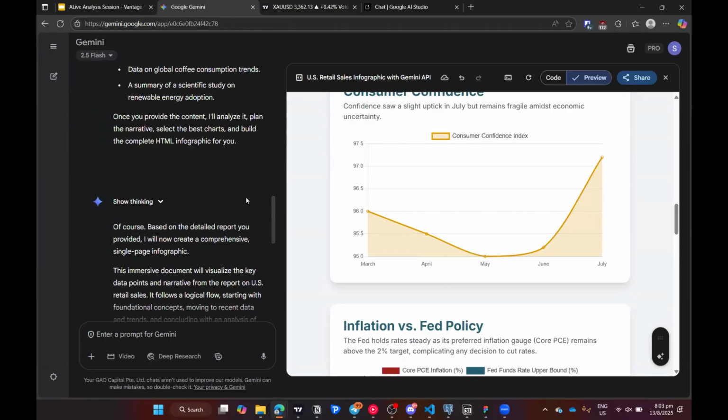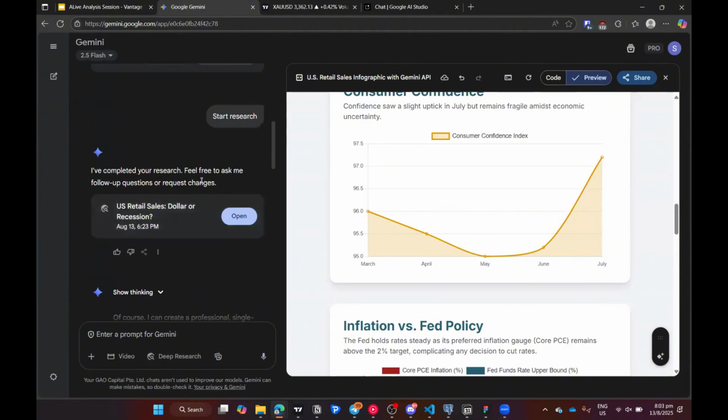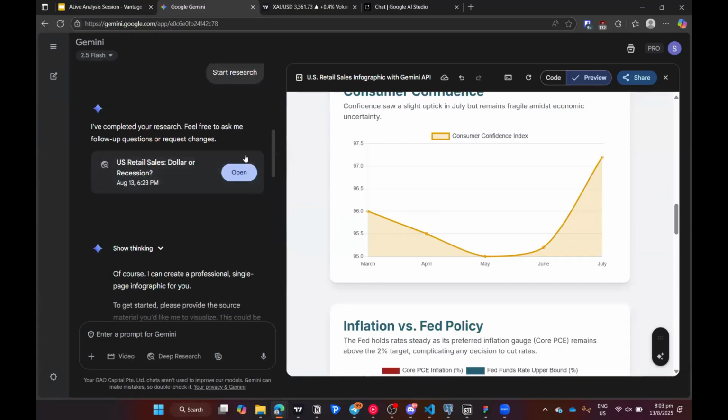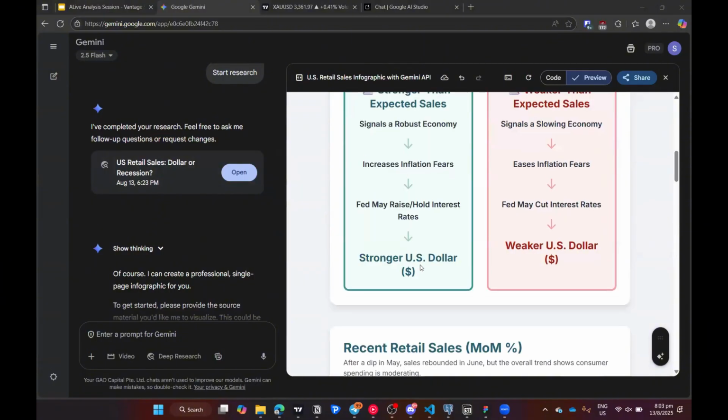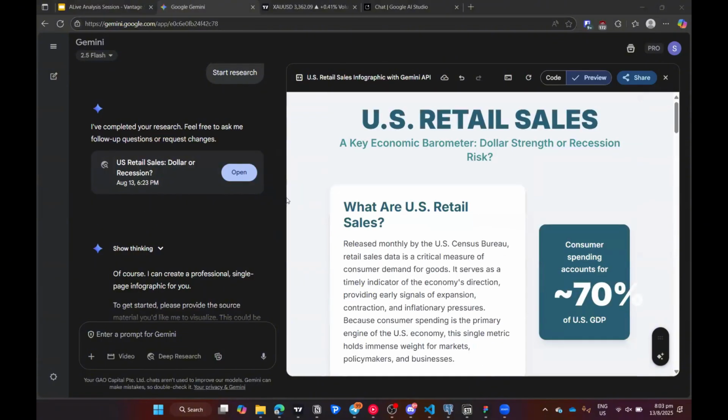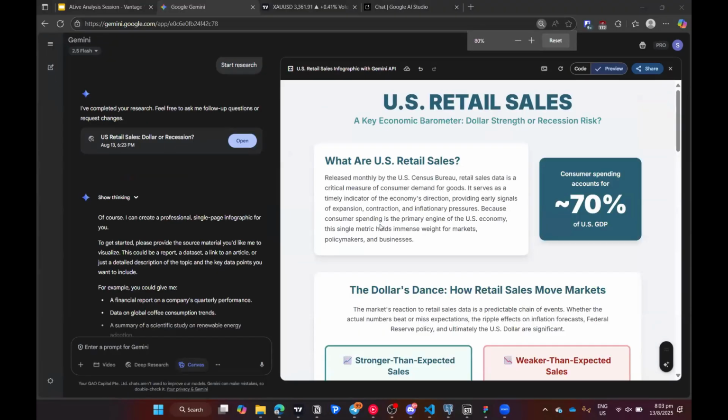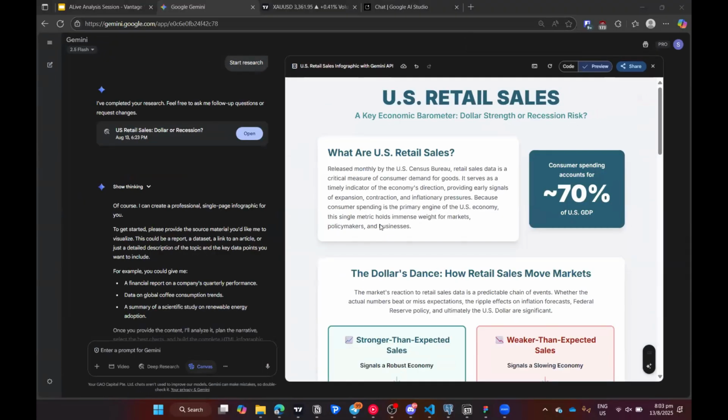So what you're going to get out of this free report by Gemini is the macro or fundamentals of US retail sales. And at the end of it, you can actually generate this cool infographic on the right-hand side. So this is going to go through what is being generated here. This is a little bit bigger so that we can see this better.